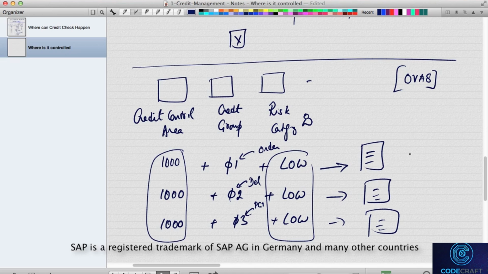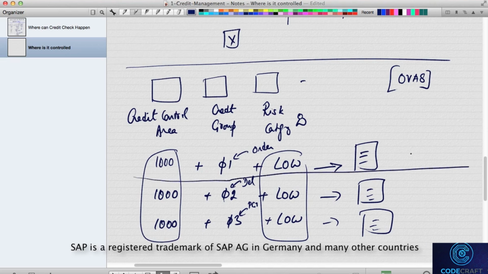Now what does it mean? So that means that you can have a different type of credit management during order creation, and a different type of credit management during delivery creation, and a different type during PGI of the same delivery. So that is the level of control that SAP gives you in doing your credit management.